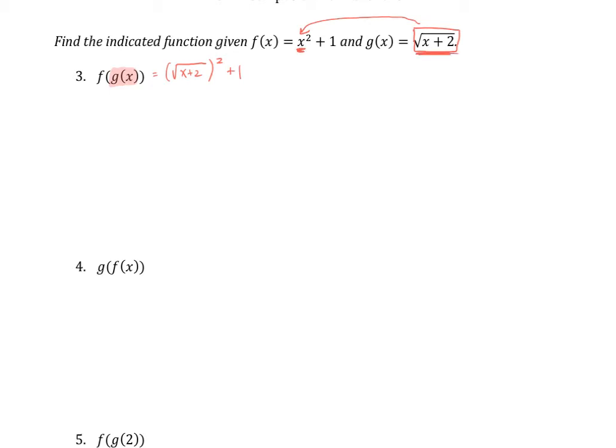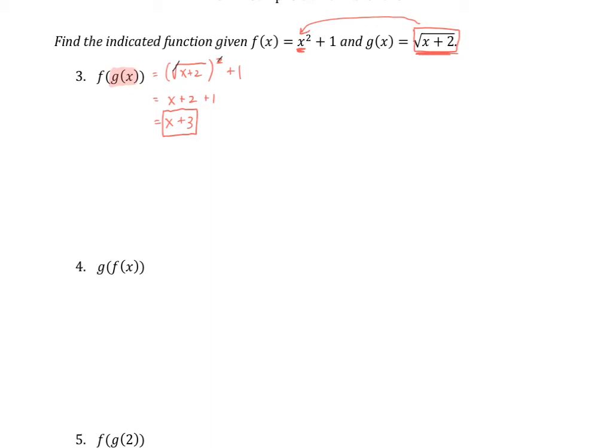Okay, and now you're just going to simplify as much as possible. So notice that the square and the square root will undo each other. So we'll have x plus 2 plus 1. Then you can add 2 and 1, and you get x plus 3. So the composition f of g of x is x plus 3.